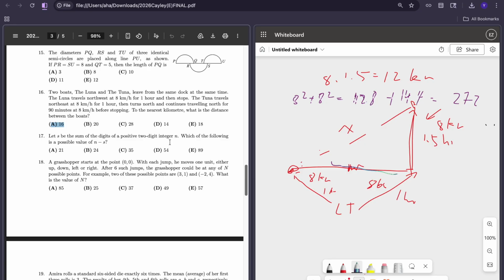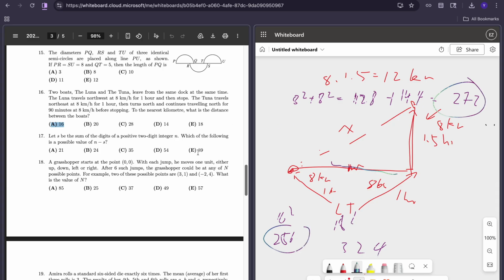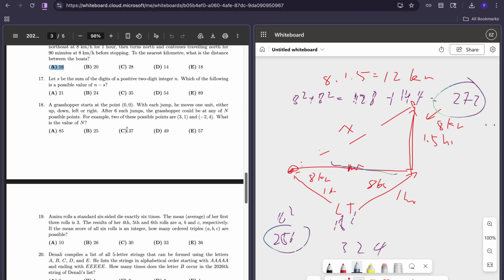So 272, our closest one should be 16, since 16 squared is 256. 18 squared is 324. So 256 is closer to 272. Okay, 17.